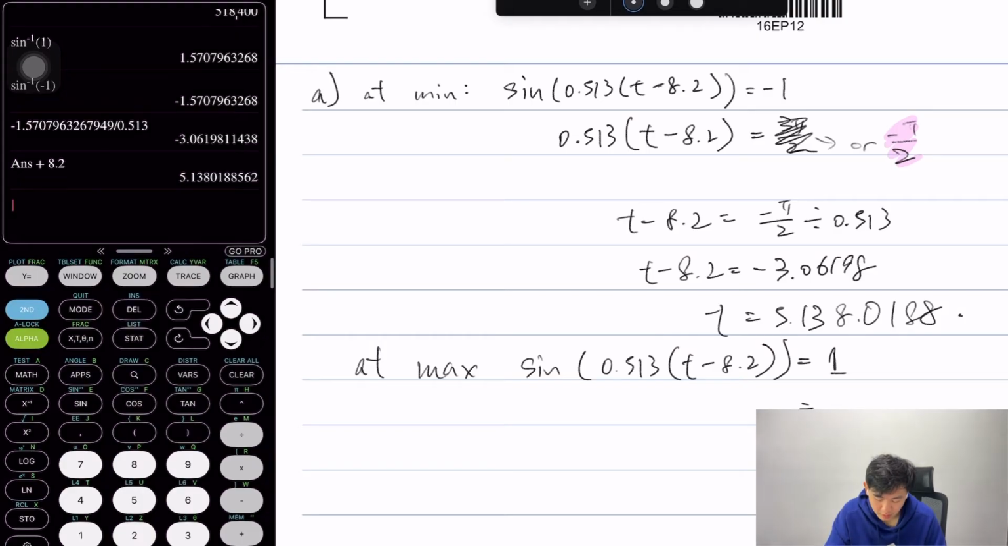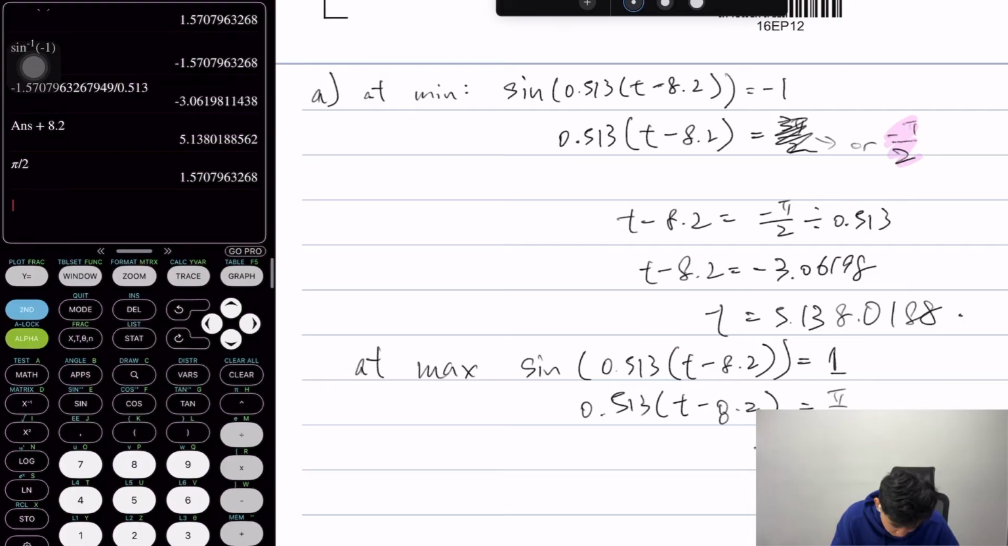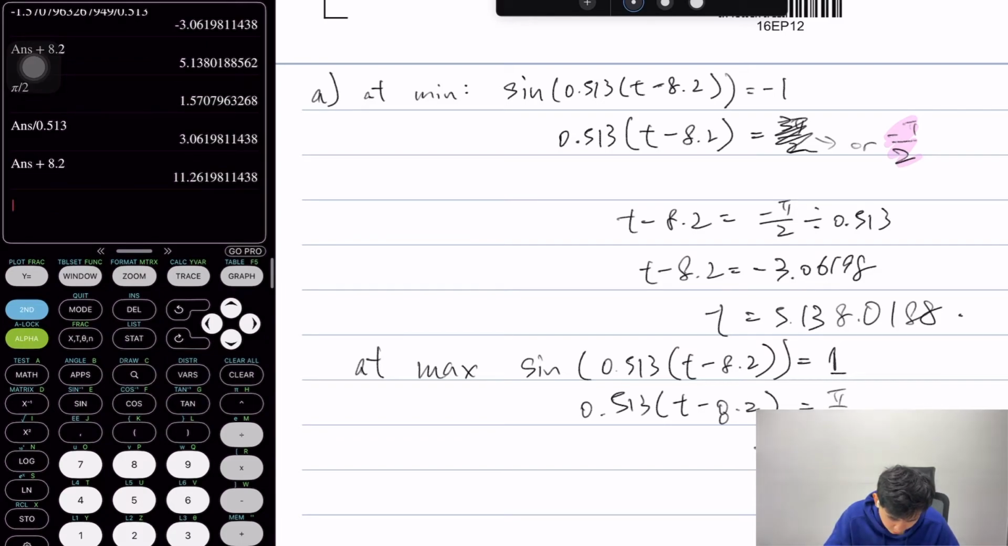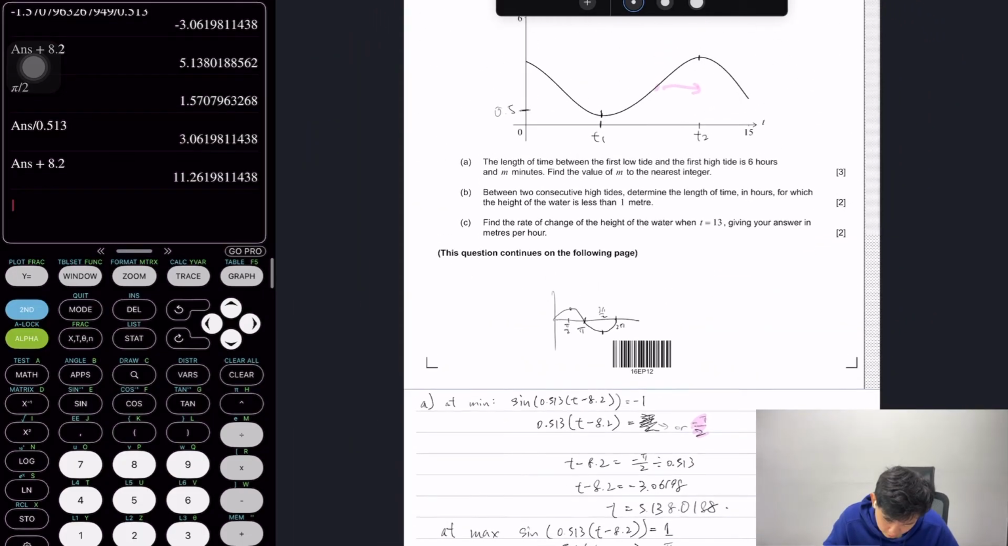So that means that should be equal to, just now we figured out that's pi over 2, right? Again, 0.513 times t minus 8.2. That's it. So we calculate quickly. Pi over 2, divided by 0.513, and then plus the 8.2. That's actually going to be 11.26198.